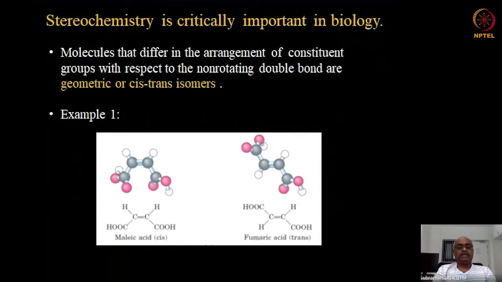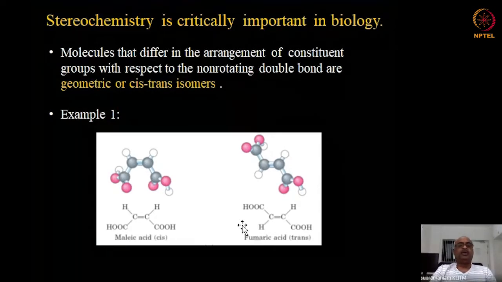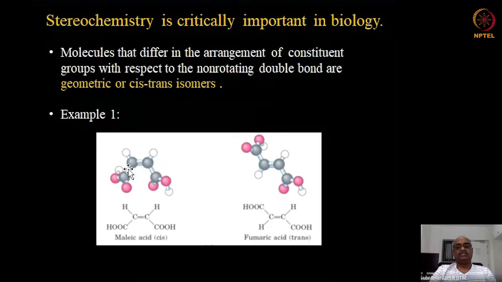The first one we will take up is the double bond. So here you have maleic acid with its ball and stick model and the perspective diagram below. Here you have 2 carbons bonded by a double bond, and groups attached to them. So you have 2 hydrogens and 2 carboxylic acids. They could either be, both hydrogens can be on the same side when you consider them with reference to the side where carboxylic acid groups are attached.